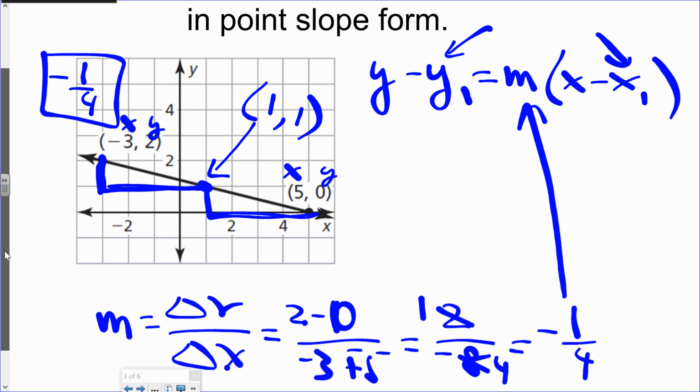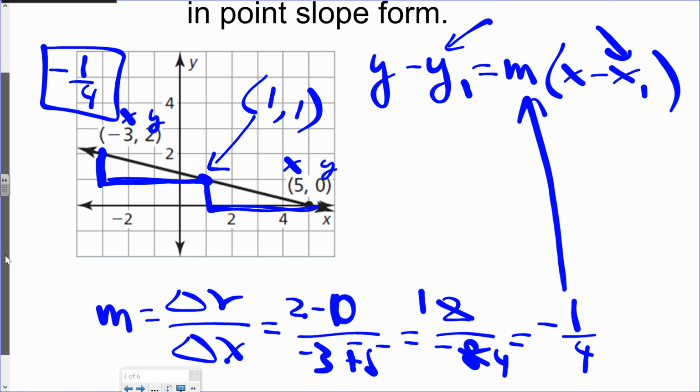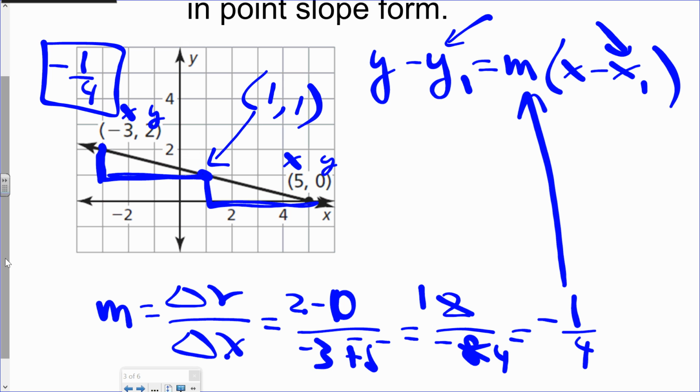Watch. Now we're ready to rock and roll. This will be my y sub 1 right here, and this will be my x sub 1. I'll put those right there. And we're done putting them points on form.